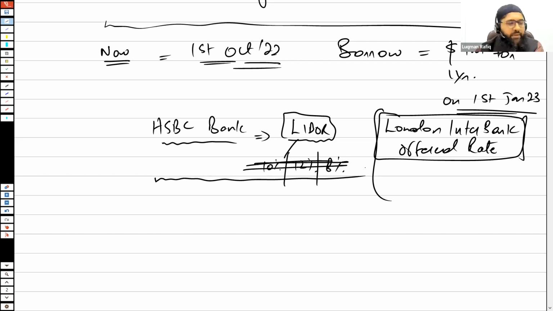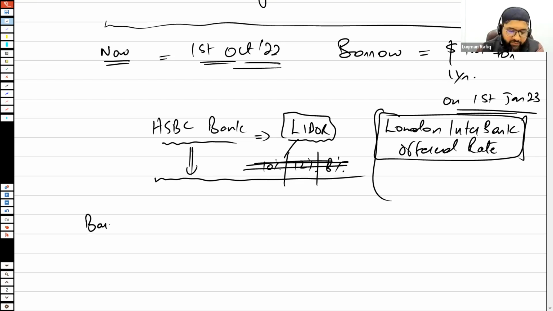Now let's move a bit forward and talk a bit further. So you go to other banks also, but none of the banks is agreeing to lend to you.